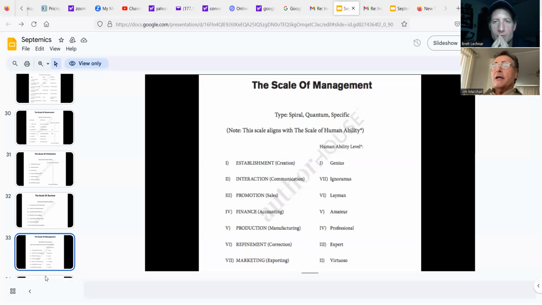Now, let's look at human ability level. We talked about the scale of human ability. So notice that the levels run backwards. Instead of going 1, 2, 3, 4, 5, 6, 7, it goes 7, 6, 5, 4, 3, 2. And it's out of sync, it's out of kilter, where 1 is at the top. Now, let me tell you what this means.